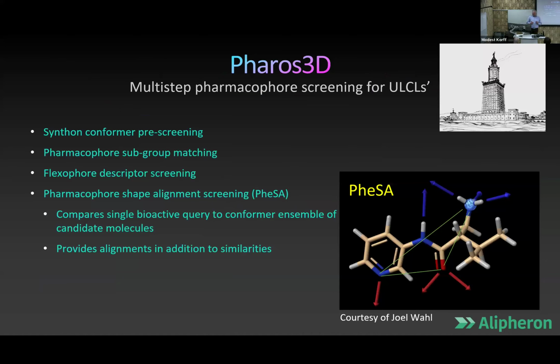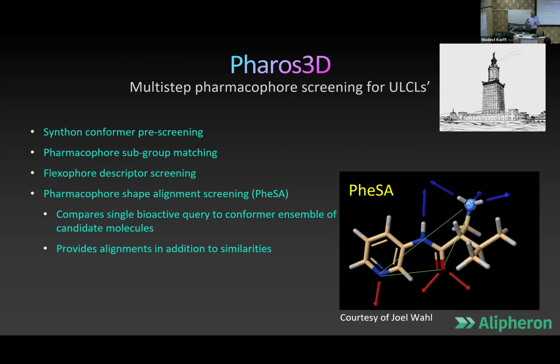The whole Pharos 3D in fact has multiple steps, and I just presented the first step, the synton conformers pre-screening. Then we have a Pharmacophore subgroup matching, Flexifor descriptor screening, and a Pharmacophore shape alignment screening. This means we have a second Pharmacophore descriptor. I will explain it a little bit more on the next slide.